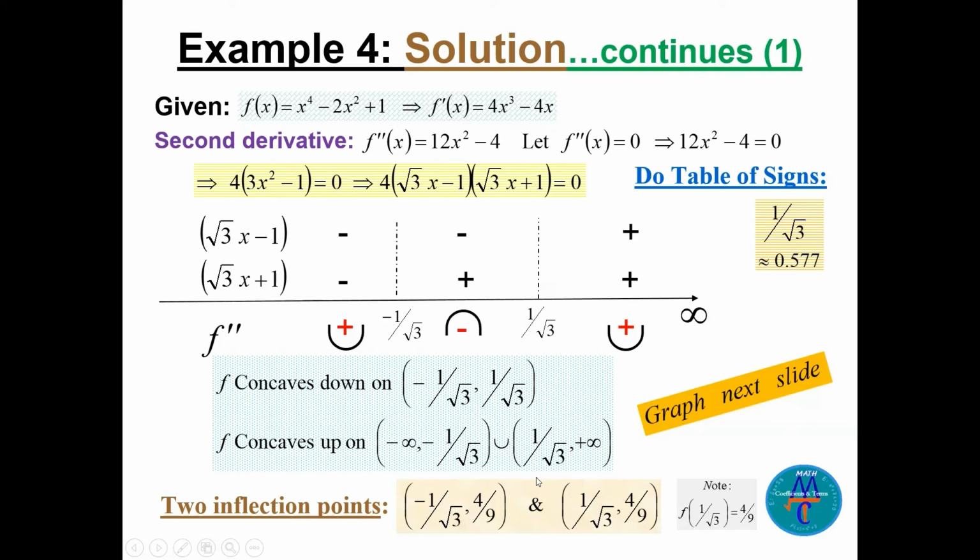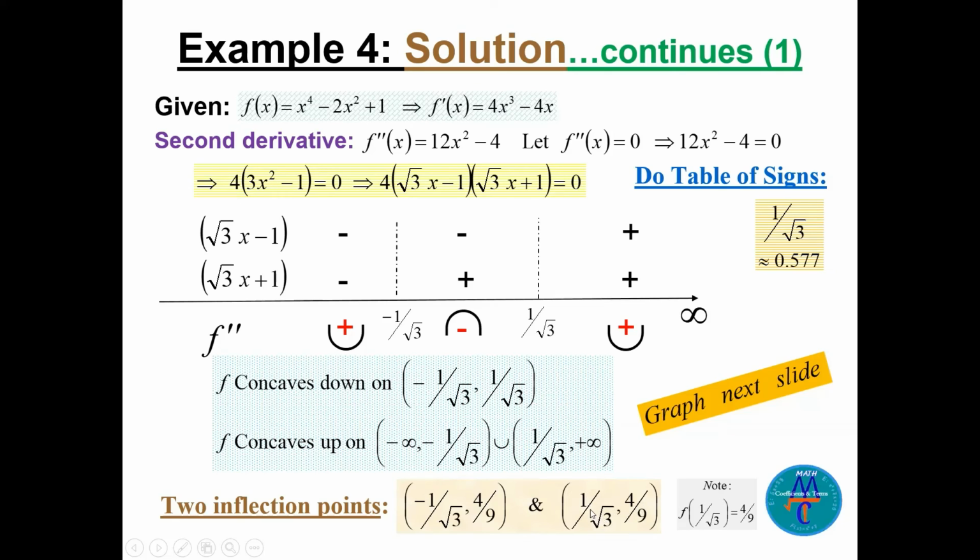Now we need the inflection points. This is a point of inflection. Two inflection points in this function. Minus 1 over square root of 3, 4 over 9. I will show you where I get 4 over 9. The second point, 1 over square root of 3, also 4 over 9. This is a note I wrote for you, from where we get 4/9.